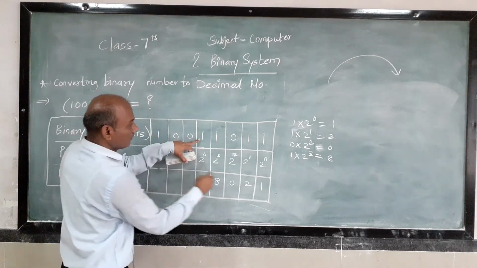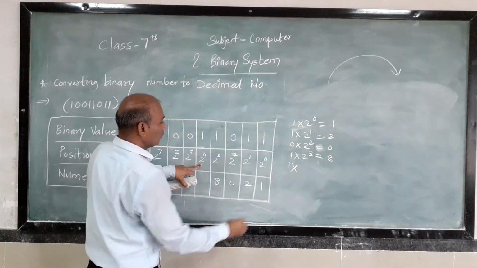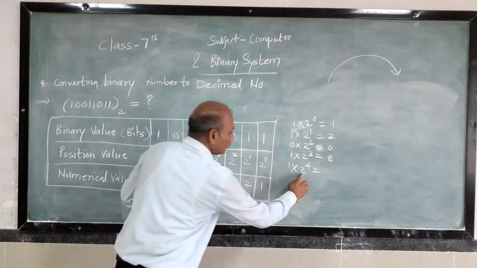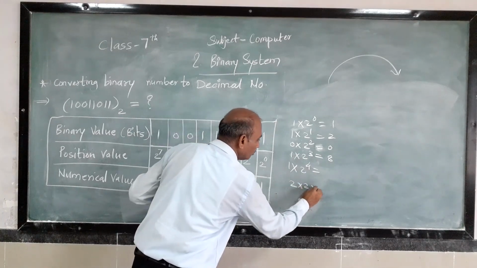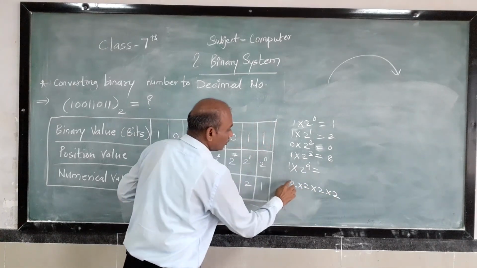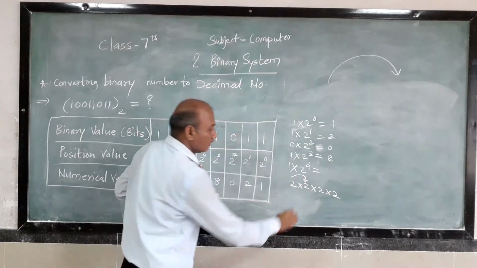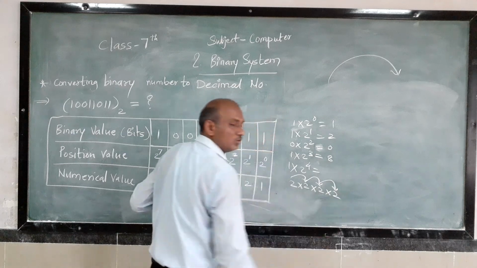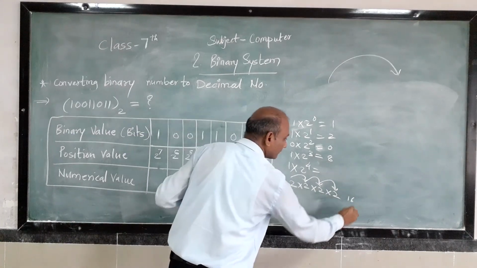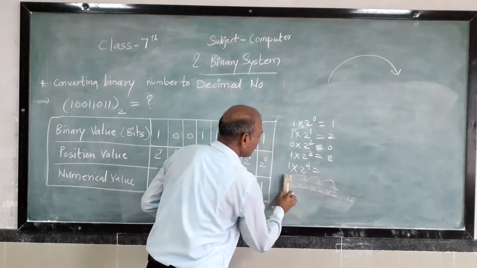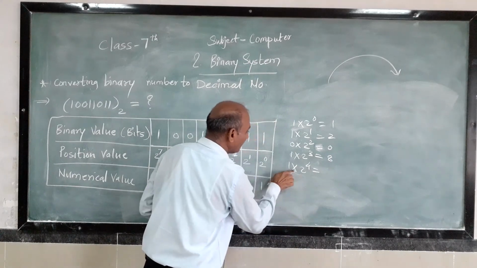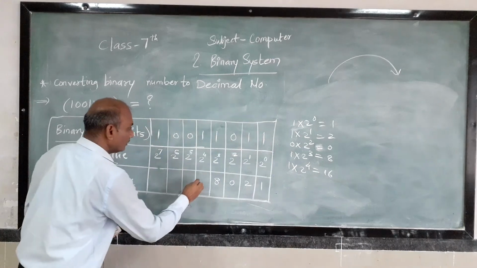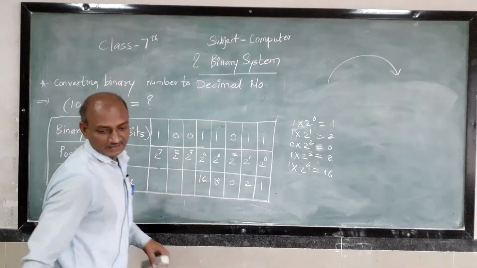Again, this one: 1 into 2 raised to 4. What will come? 2 raised to 4 means 2 into 2 into 2 into 2. 2 into 2, 4. 4 into 2, 8. 8 into 2, 16. Correct? So what you write here? 16. 16 into 1, 16. So you write here 16.